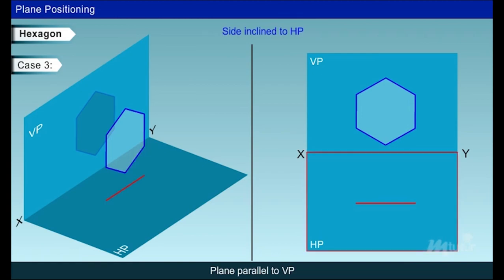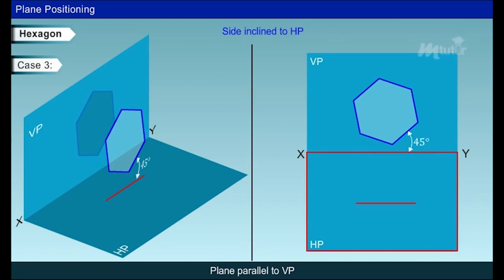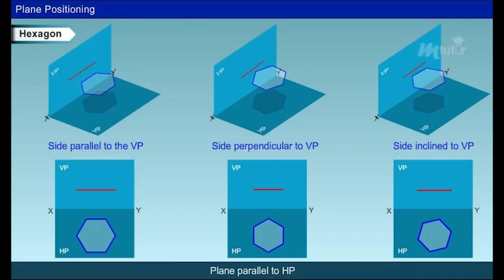If one of the sides is inclined 45° to the HP, it can be drawn as shown, when the hexagon is parallel to HP. The same can be obtained for all the cases, but the true shape is obtained from the top view.